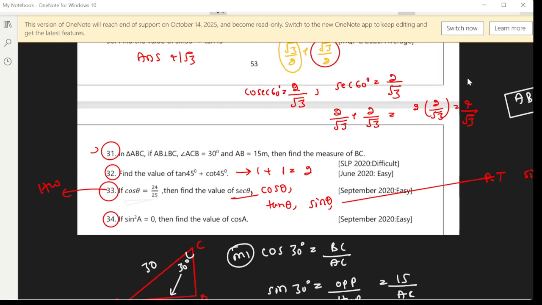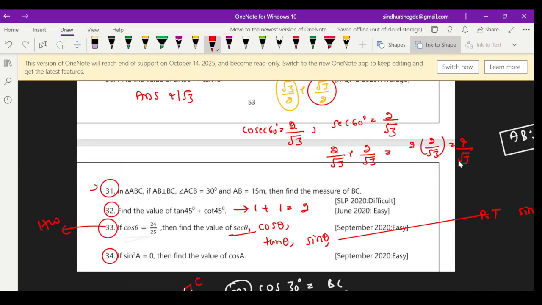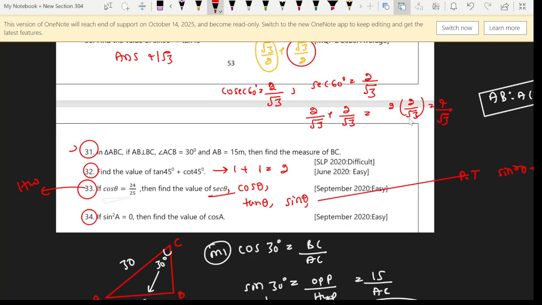Okay. So in the next session, we will discuss 2 marks and 3 marks important questions related to trigonometry.